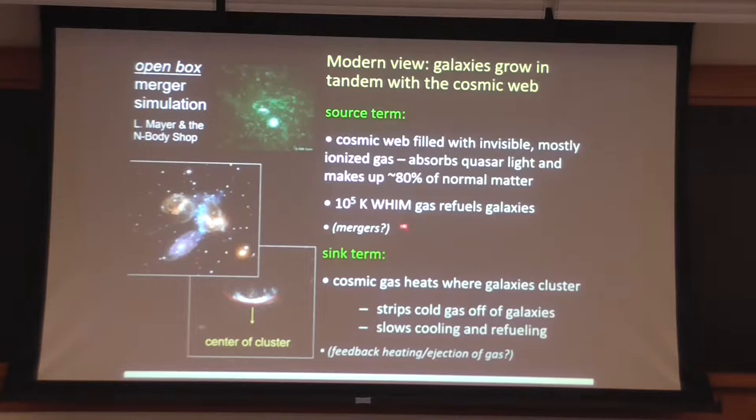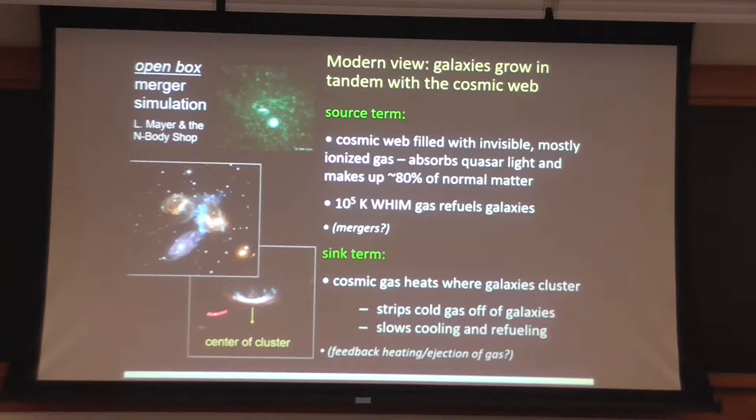And it cools onto galaxies because 10^5 Kelvin is actually relatively cool from the point of view of being able to cool on cosmic times. And so that's what you witnessed. And of course, there could potentially be gas coming in gas-rich objects as well. So we might want to say mergers could be a source term as well.